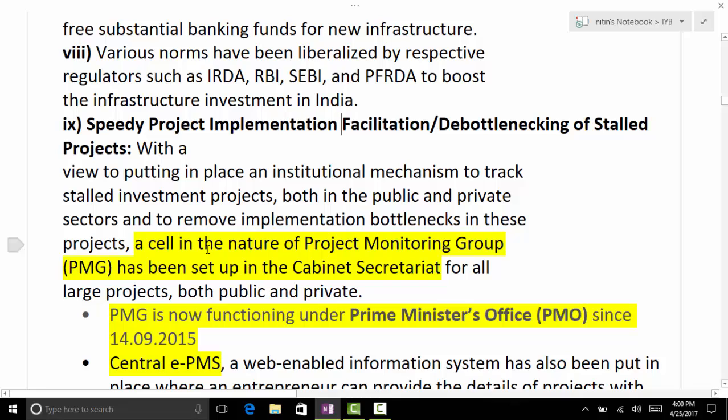So what is there? The Project Monitoring Group. Remember this as part of the governance. Whatever the government has done by way of good governance or efficient governance in different ways, you can use this example.